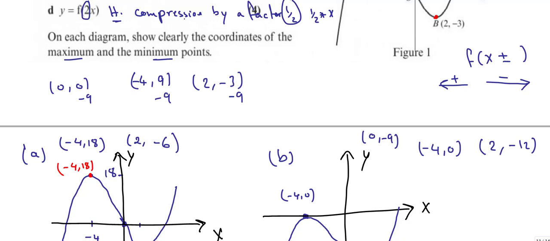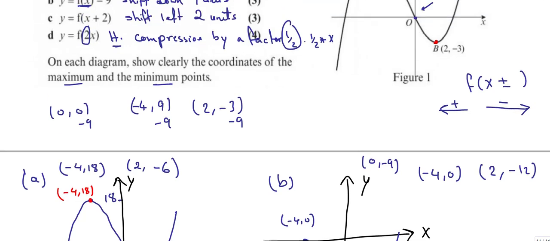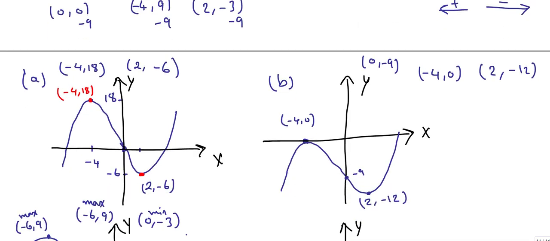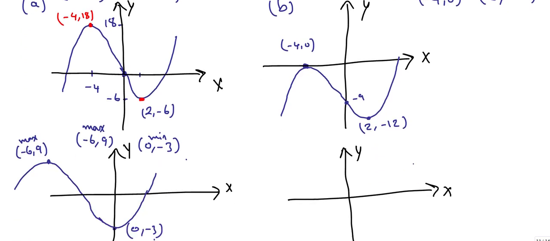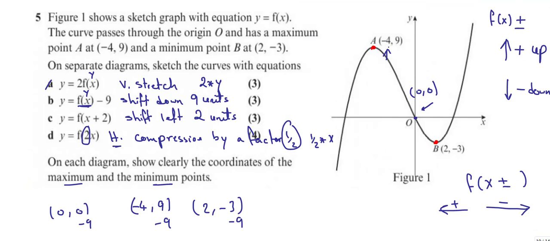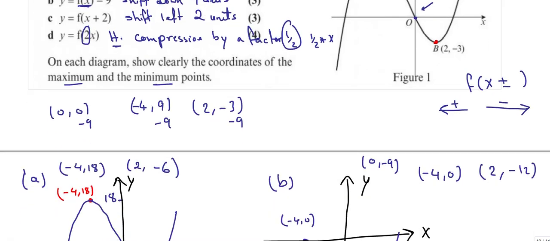f of 2x. Agreed, this is horizontal compression by a factor of half, meaning multiply x by half. You multiply x by half. So it will be minus 2 and 9, 1 and negative 3. I multiplied this x by half, so it's minus 2. Multiply this x by half, it's 1. The y coordinate has nothing to do with it, it's the same thing. Okay? So go plot the points.